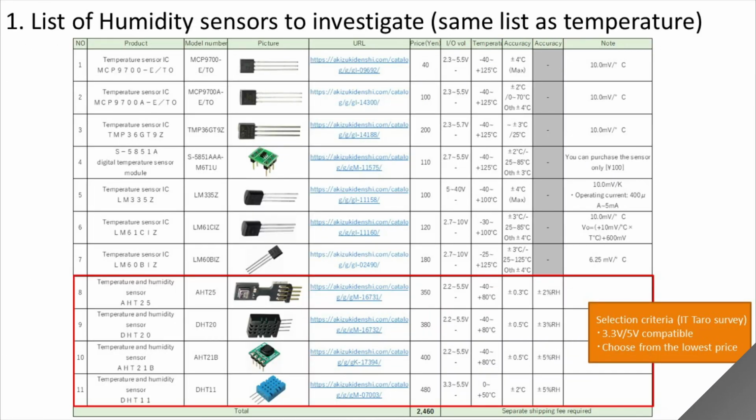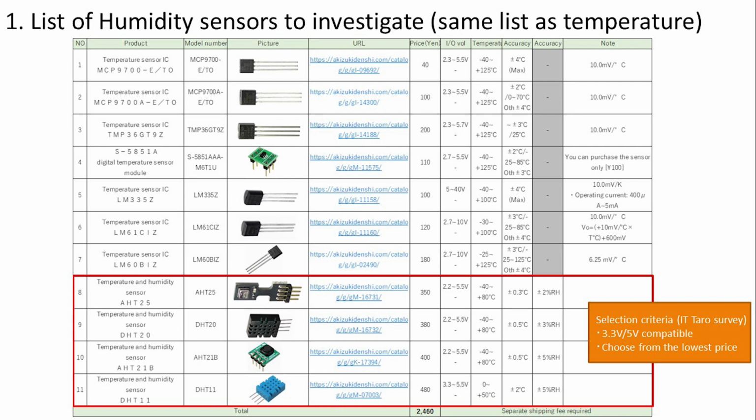Move on. Here is a list of sensors that we will investigate this time. However, since this is the same as the temperature sensor, the humidity sensor is the bottom 4. We choose from nearby stores and reliable mail order sites. We have excluded overseas mail order sites because there is a possibility that sensors that are not genuine products may be delivered. 3.3 volts or 5 volts can be used, and as a result of selecting the cheapest one, I ended up on the same list as the temperature sensor.